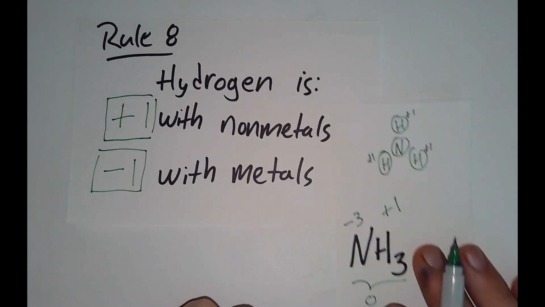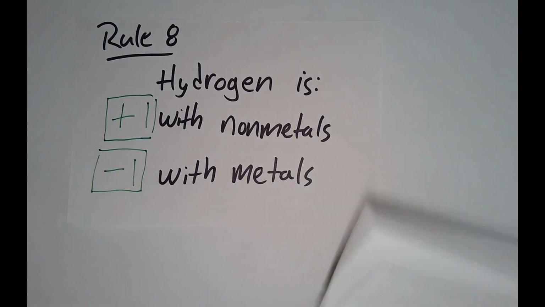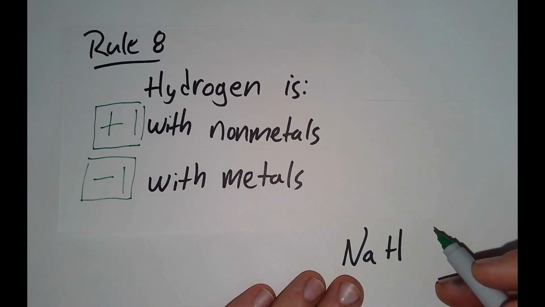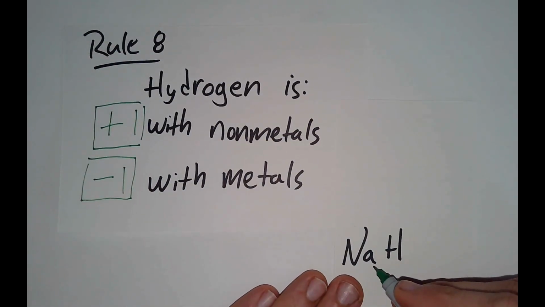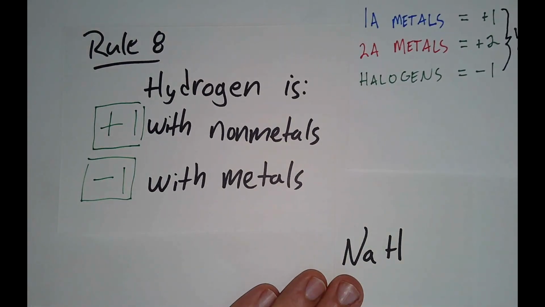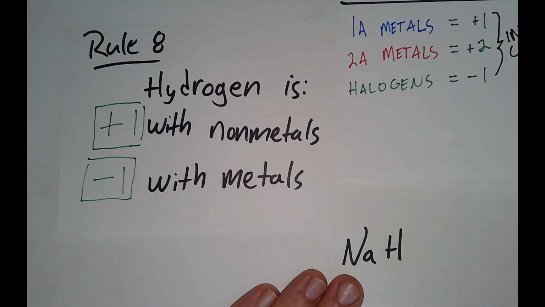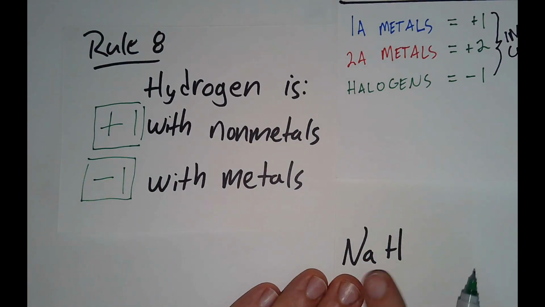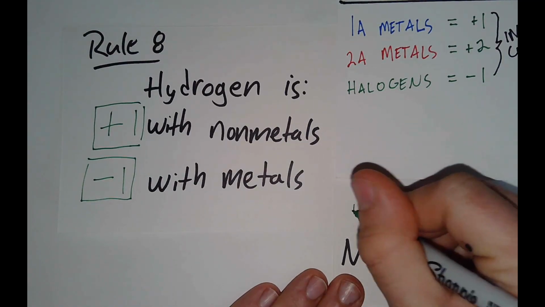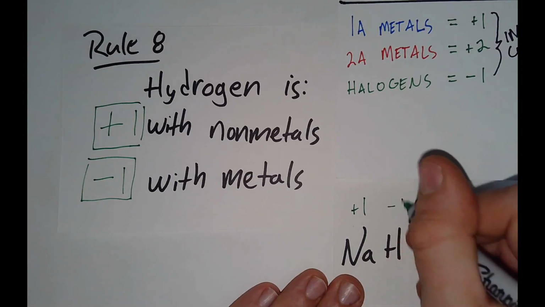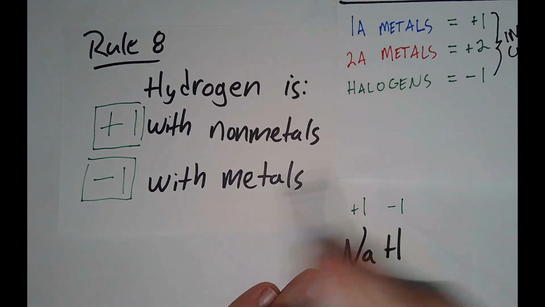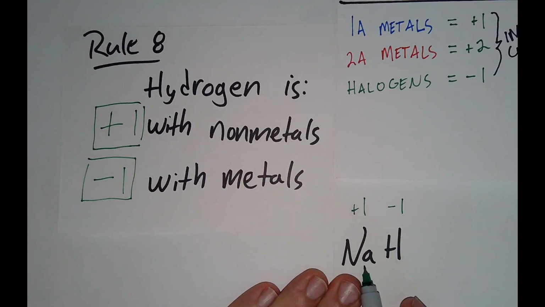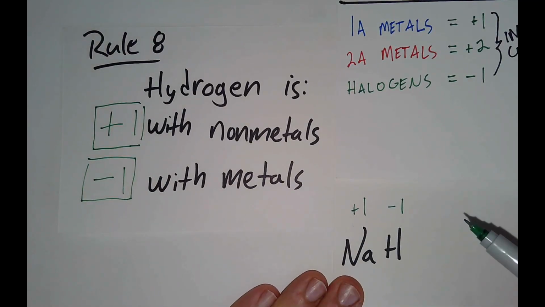Okay, we're getting there. Let's take a look at a hydride, right? A metal-bound one. We know that sodium is a 1A metal, and by our rules, 1A metals are always plus 1, always. So what does sodium have to be? And if that's plus 1, it has to be a minus 1 on hydrogen. And that makes sense by this rule here, because this is a metal and this is hydrogen. And when hydrogen is bound to a metal, it's a minus 1. Well, here's why. You can see it in real life.